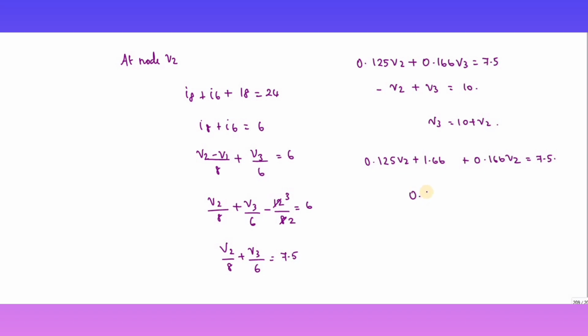So this is nothing but 0.291 V2, that is equal to 7.5 minus 1.66, which is 5.84. Therefore V2 is equal to 20. If V2 is 20, what is V3? V3 is 30. And V1 value is 12 volt.